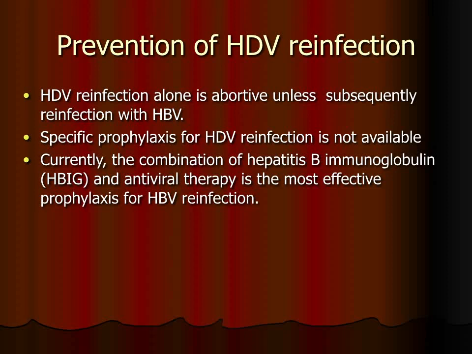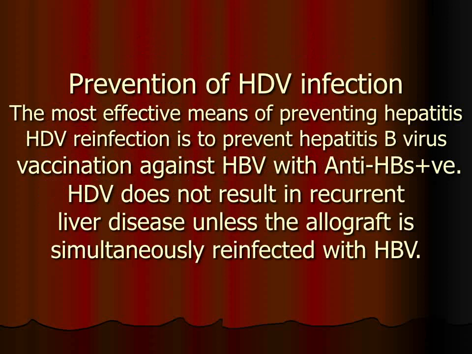A specific prophylactic for hepatitis D virus reinfection is not available. Currently, the combination of hepatitis B immunoglobulin and antiviral therapy is the most effective prophylactic for hepatitis B reinfection. Therefore, for the prevention of hepatitis D virus infection, the most effective means of preventing hepatitis D virus reinfection is to prevent hepatitis B virus. With vaccination against hepatitis B virus and anti-HBs formation, HDV does not result in recurrent liver disease unless the allograft is simultaneously reinfected with B.